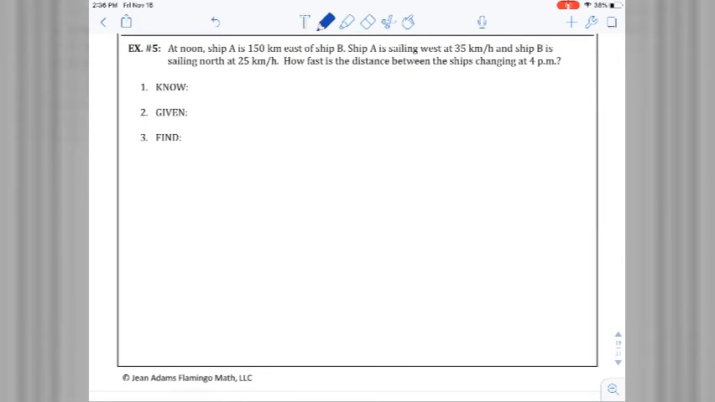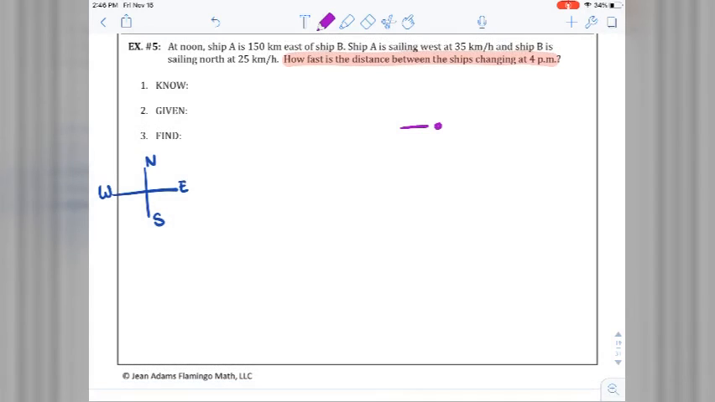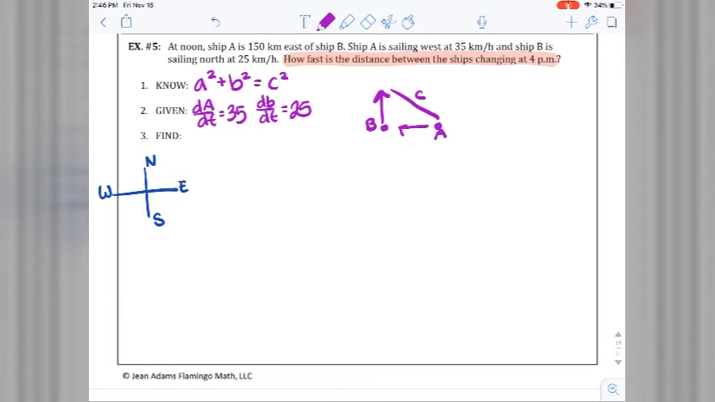So at noon, a ship is 150 kilometers east of ship B. So we've got ship A, and it's going this way. We've got ship B, and it's going this way. And then we've got a C connecting them. So we know that we can use A squared plus B squared, and it'll be C squared. We're given that ship A's distance is changing by 35 kilometers per hour, and ship B's distance is changing by 25 kilometers per hour.